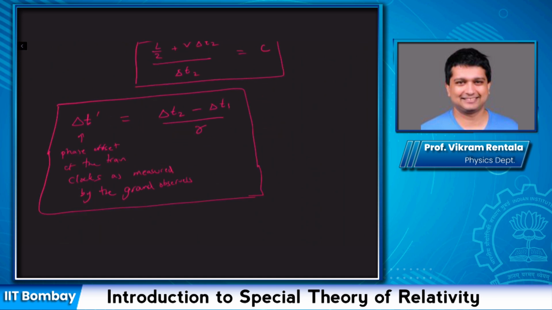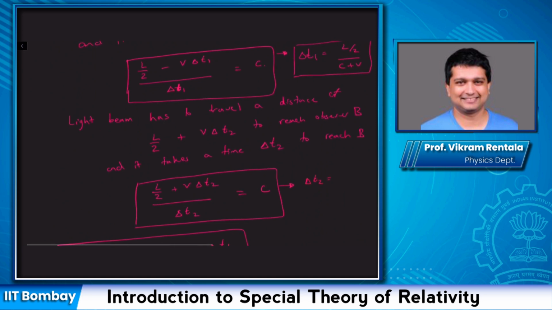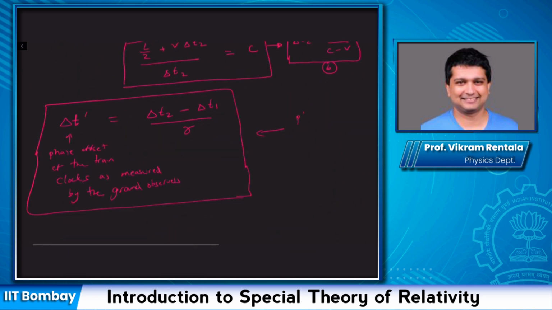So now we can use the earlier equations that we had used to calculate the light travel time from the source to A and B. We can use this equation to solve for delta T1, and you can see that this is very simple. What we would get is delta T1 is equal to L over 2 divided by C plus V. And over here we would get delta T2 is equal to L over 2 over C minus V. So we can plug in expressions for delta T2 and delta T1.